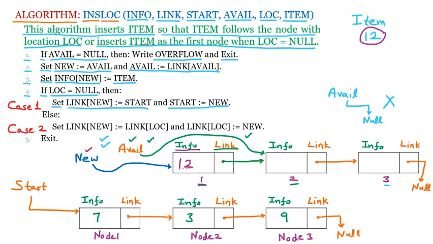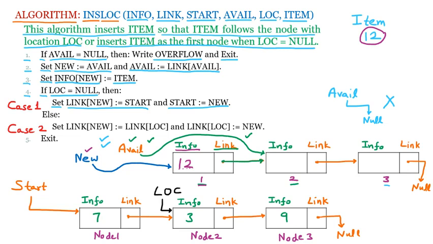Let us suppose that the location is given to us, which is the node 2. So this is the location where the location is pointing, that is the node 2. Means at this specified location, we have to insert the new node, and that node will be the item. So this line will be executed now.